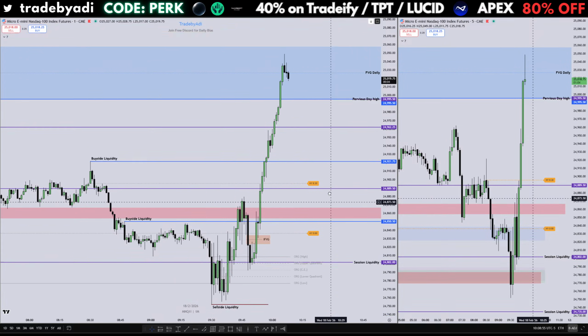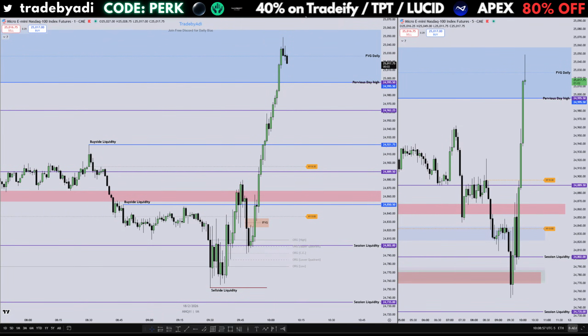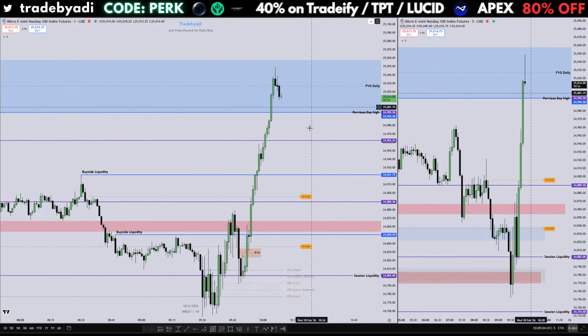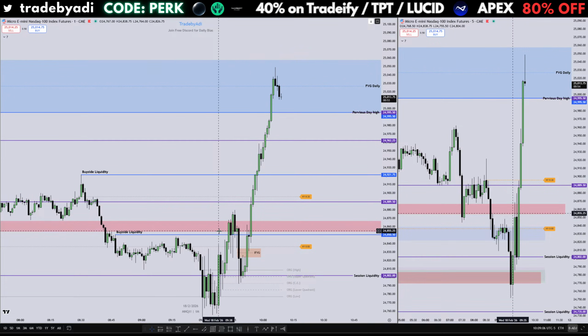Yeah, it is a good trade, but we don't get anything. And if you are looking for any kind of setups, then I don't want to do anything for now. This is what I'm saying.